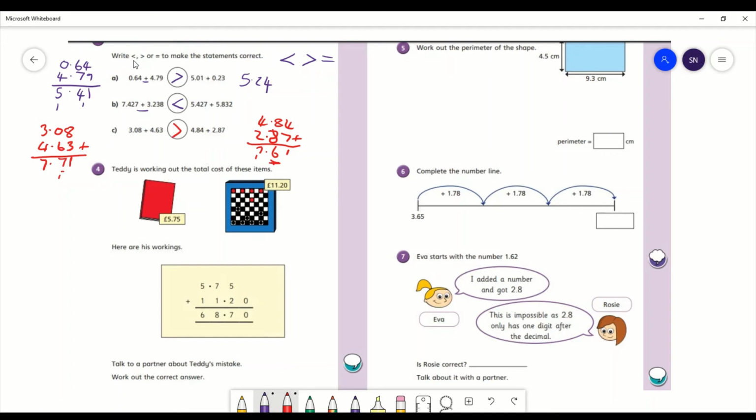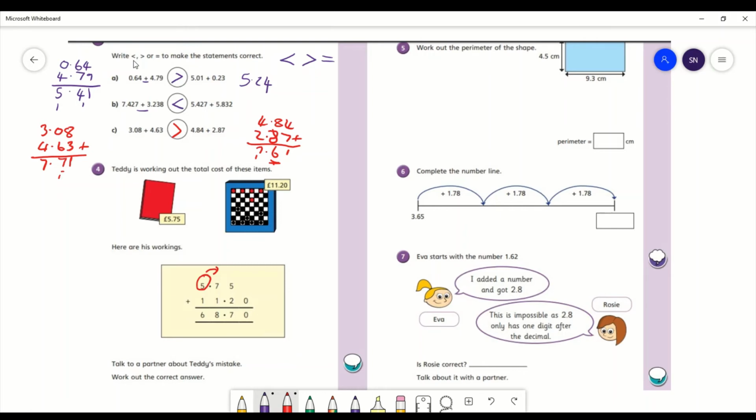Right, Teddy is working out the total cost of these items, so here is his workings. So he's got 11.20. Already I'm looking at that, it should be in the ones column. Talk to your partner, talk about Teddy's mistake. So he's actually moved this decimal point; it should be lined up with this decimal point here. So he's actually not aligned his decimals in the correct columns.